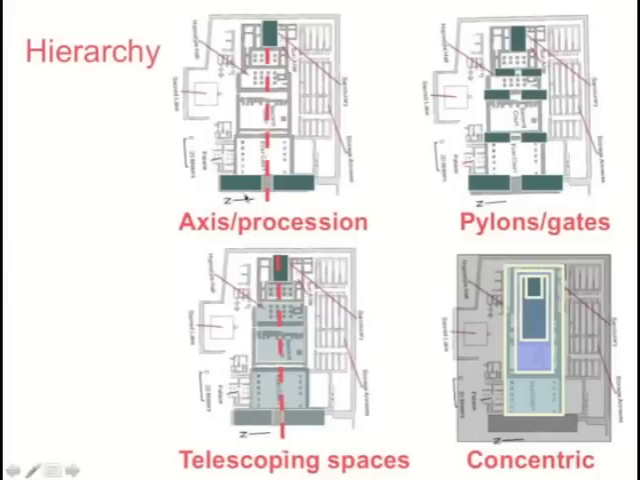We have the axis and the procession from the main pylon to the Holy of Holies. We have a series of gates or pylons. We have the telescoping spaces. And here we also have a kind of concentric wrapping of spaces. So things are not simply distinguished along an axis, but also from a perimeter toward a center.